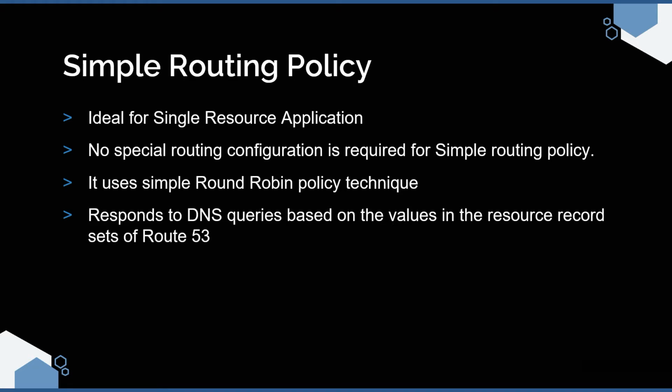The first one is simple routing policy. These are used when you have a single resource application. So we have seen this in our previous video where we have assigned the IP address for a DNS name and we have used simple routing policy for that. So this is the most simple and default routing policy in Route 53.